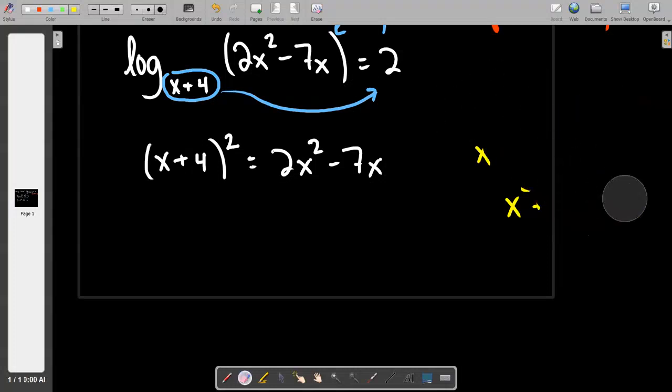Okay, let's start the process over, but go quicker. This time I'm going to switch colors, and I'm not going to do it in red, because I'm going to need red for something else. So I'm going to write the problem over here as x plus 4 squared.